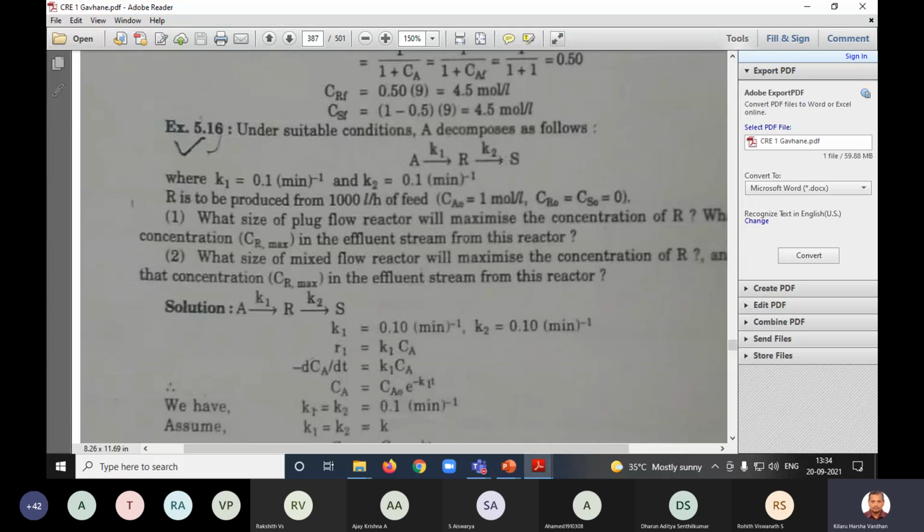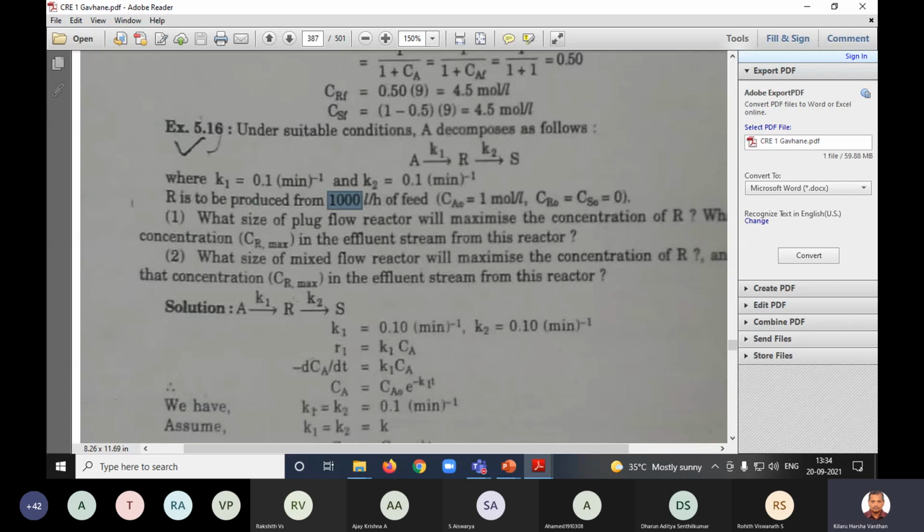A gives R, gives S, with K1 and K2. You can see here K1 is given as 0.1 per second or per minute. It is a first order reaction. K2 is also first order, 0.1. R is to be produced from 1000 liters per hour of feed. So CA0 is given, and CR and CS are 0.